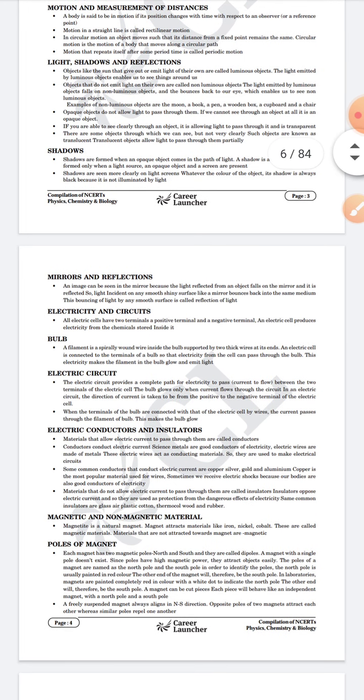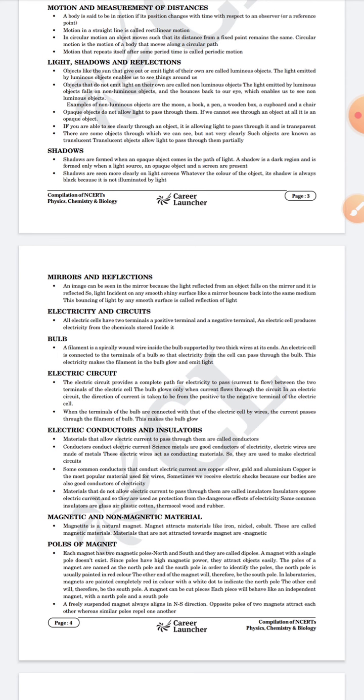Mirror and reflection. An image can be seen in the mirror because the light reflected from an object falls on the mirror and is reflected. So light incident on any smooth shiny surface like a mirror bounces back into the same medium. This bouncing of light by any smooth surface is called reflection of light.